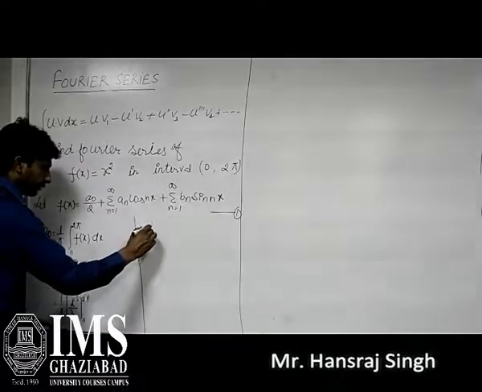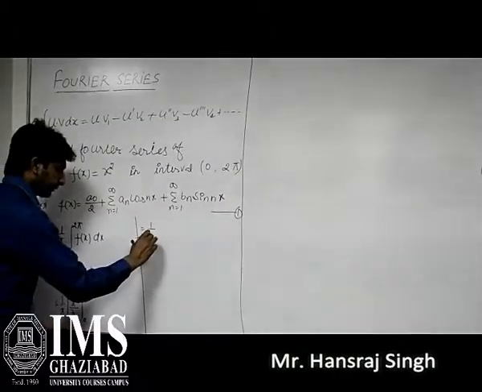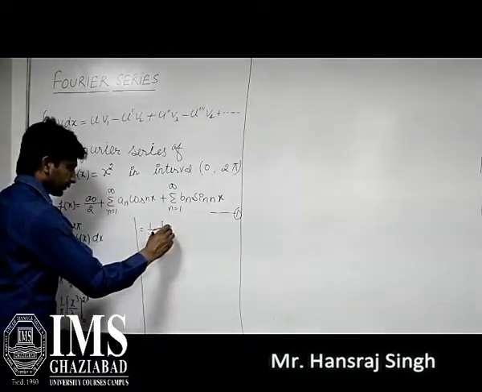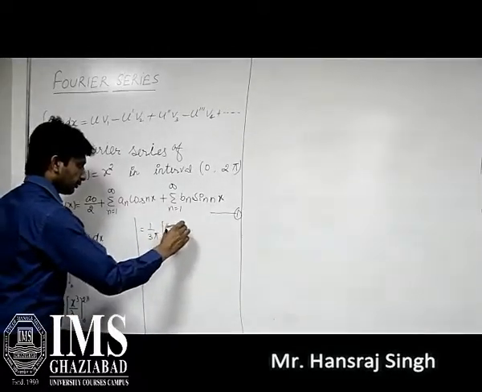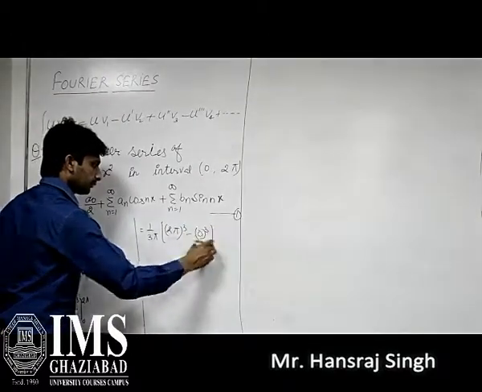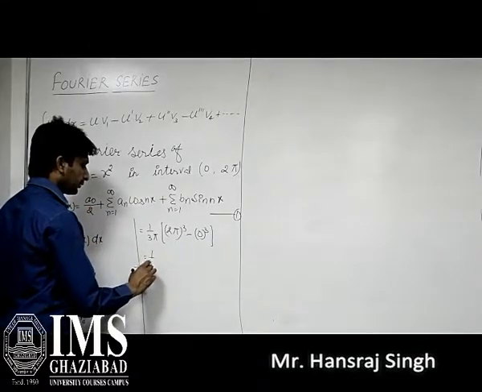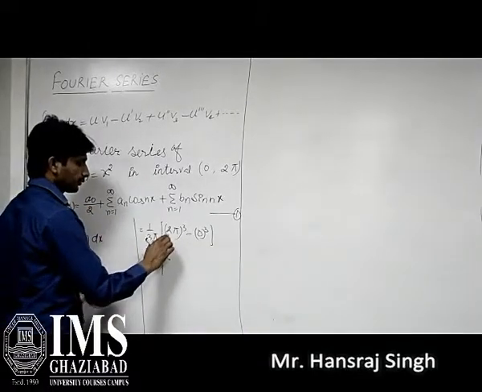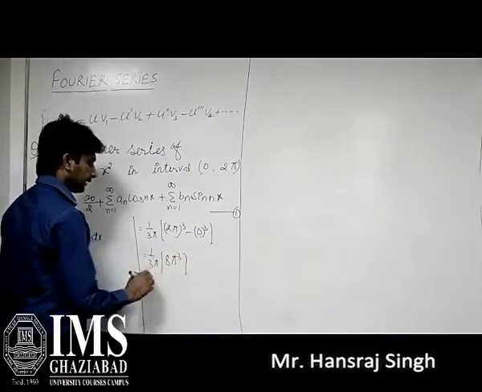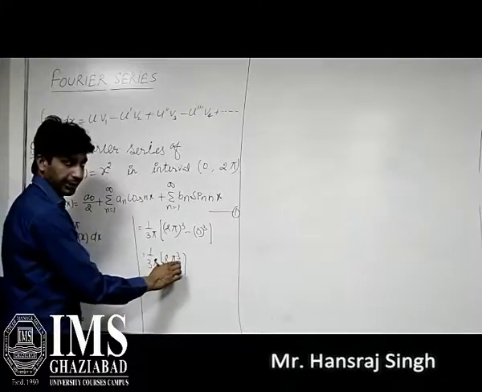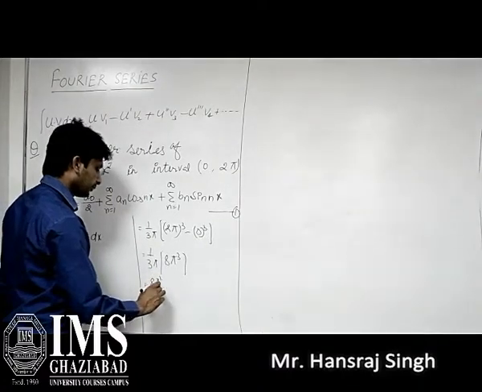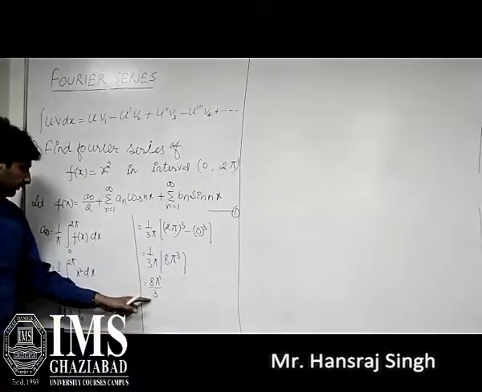This is 1/3π. We place 2π for x, so this is (2π)³ minus 0 cubed. It also implies this is 1/3π, this is 2 cubed, which is 8π³, and this is π to the power 3, so this is simply 8π²/3. This is the value of a₀.